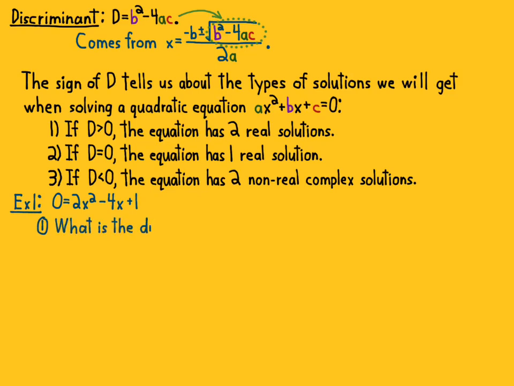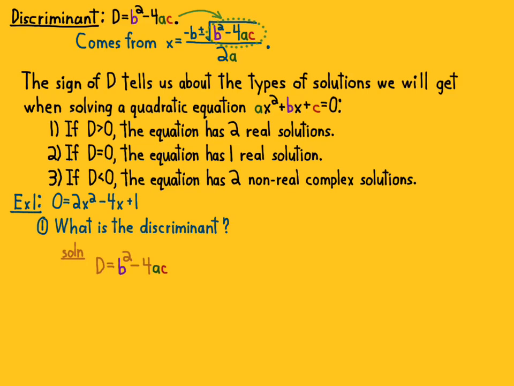So here's an example. I've got this equation, 0 equals 2x squared minus 4x plus 1. I just got tired of writing the 0 on the right side, so I wrote it on the left. So first question is, what is the discriminant? Okay, so that's going to be D equals b squared minus 4ac. I'm writing it down because I don't have it memorized yet, or I'm pretending I don't, okay?